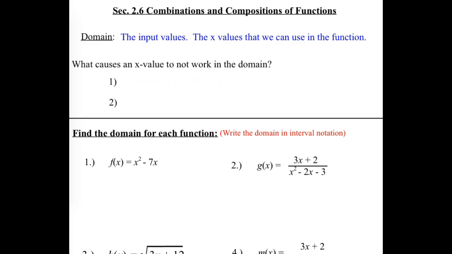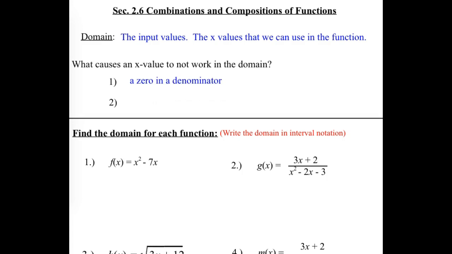So take a minute, talk at your tables. Where do we have special rules about not being able to do things? Might help to look at the functions below this on the page. What are you seeing in those functions that might raise some red flags? I heard one of them. I heard the first one.